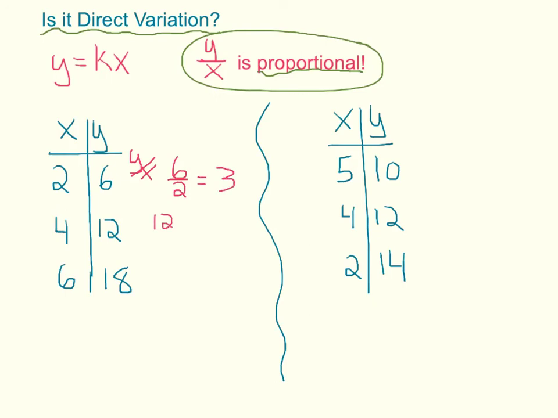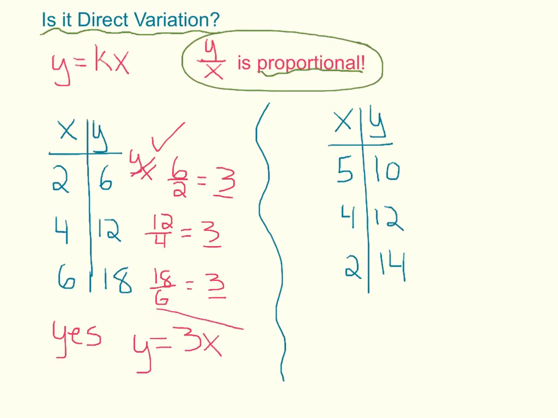And then the next one, 12 divided by 4 equals 3. And the last one, 18 divided by 6 equals 3. So because we get the same number each time, the ratio is proportional. So this is direct variation. And now you can write the equation y equals, the constant of variation is 3, or the slope is 3, so y equals 3x is our equation.